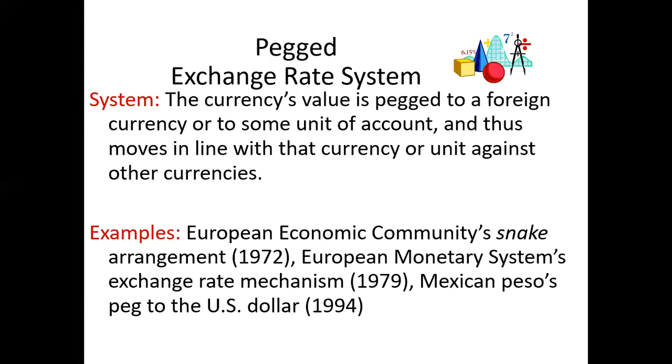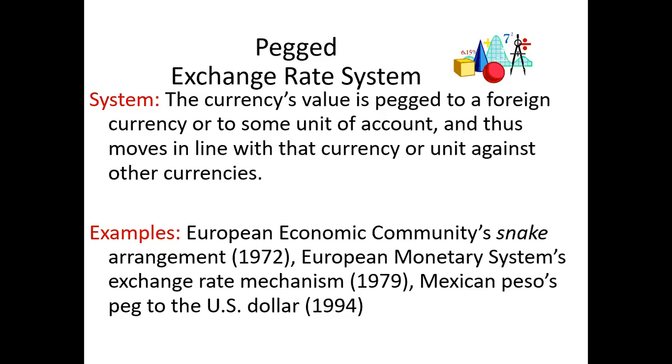Then the final system is what we call the peg exchange rate system. This is where they peg the value of a particular currency to some other assets. They can peg it to gold, the value of bauxite, the value of diamond. They can even peg it to the value of another country's currency and say that if the dollar increases by this percentage, our currency will have to increase by this percentage. So the pegged exchange rate system is where a currency's value is pegged to a foreign currency or some unit of any asset, and thus it moves in line with that currency or that asset. That is the pegged.